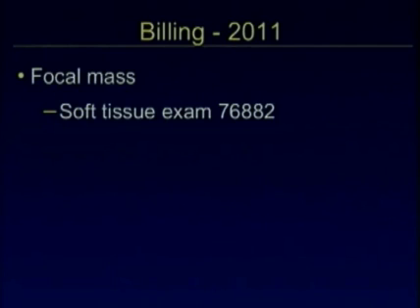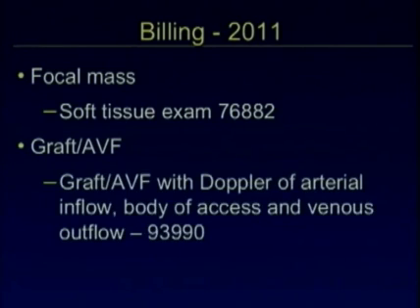So one slide about billing in 2011, at least as of this date. If you're going to only look at a focal mass, you need to do the soft tissue exam, 76882, and if you're going to do the entire axis, either a graft or a fistula, that's CPT code 93990, and that's graft/fistula with Doppler of arterial inflow, body of access, and venous outflow. So this is a pretty comprehensive examination. To my knowledge, there is not a limited CPT code for just a limited study. But if you have a graft or a fistula and you have a problem and you're evaluating it, then you need to do this comprehensive study.